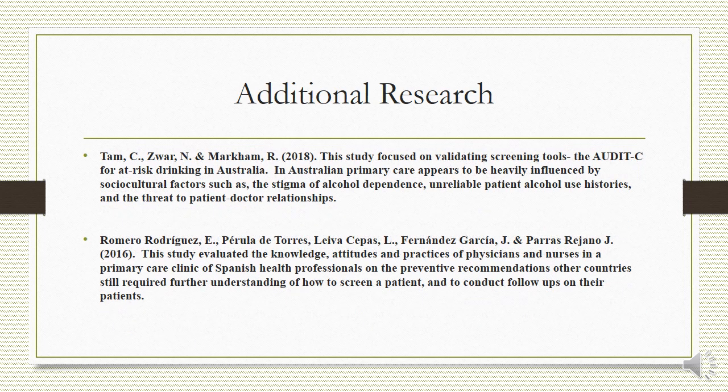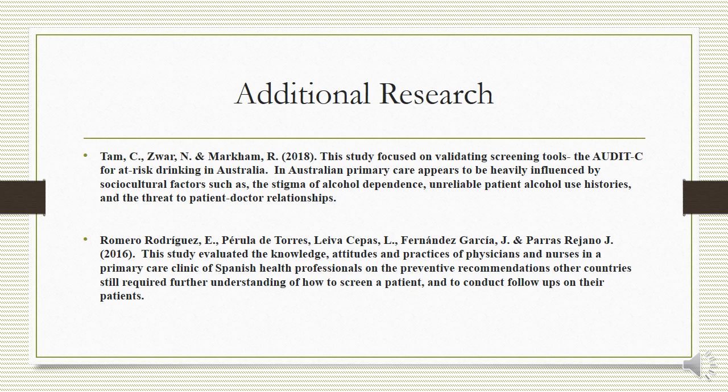And Markham and Dwar focused on validating screening tools such as the Audit C for at-risk drinking in Australia. This was interesting because in Australia, there was a heavy influence of sociocultural factors such as the stigma of alcohol dependence, and also that the patient's history was unreliable, and these providers felt there was a threat to the patient-provider relationship. The Australians value their trust with the patient, and they don't want to lose that sense of trust. So they prefer not to ask these questions in an effort to preserve their relationship and not to offend the patient.